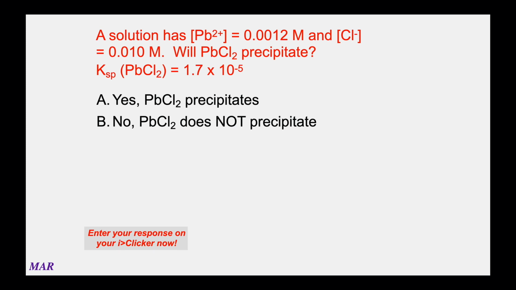This is the kind of question you might run into. We've got a solution. It's got a lead 2 plus concentration 0.0012 and a chloride ion concentration 0.01. Will you see a precipitate? All right. And there's the KSP for PbCl2. So on questions like this, it's basically yes, no. I could have put my 42 in there, but that's just too silly at this point. I didn't do it. See if you can figure out if this is going to form.